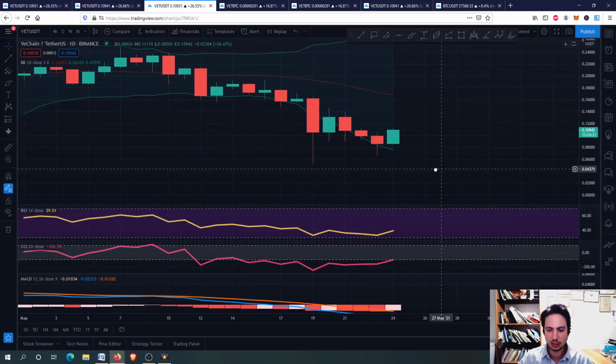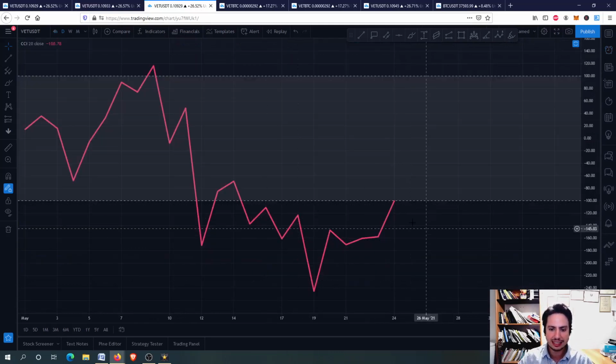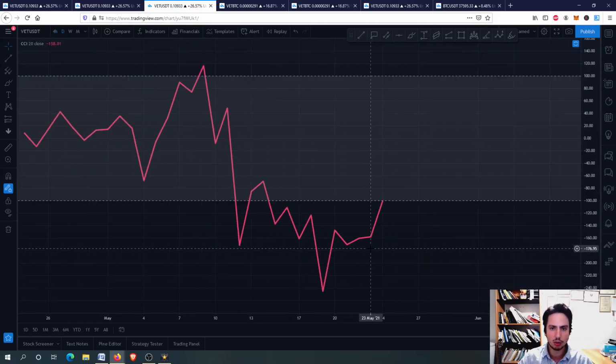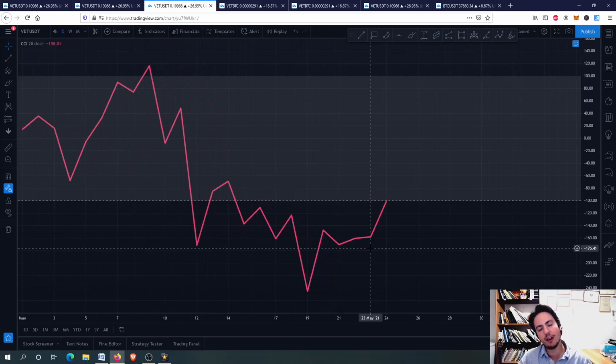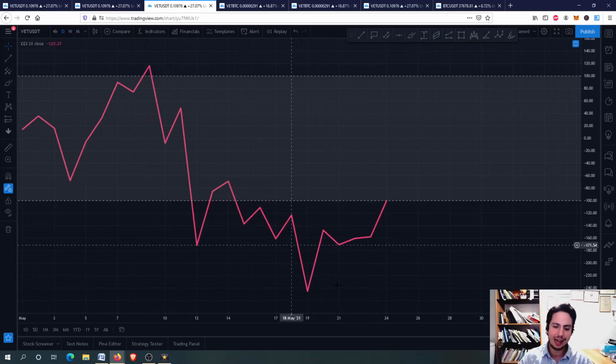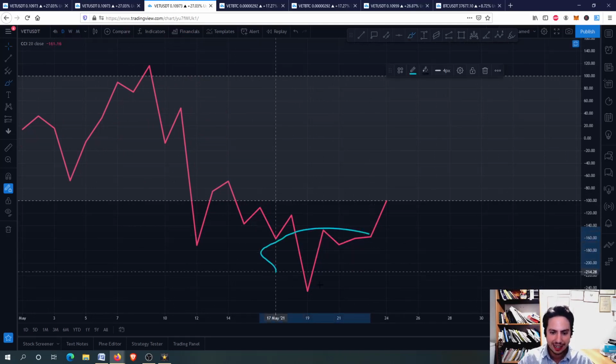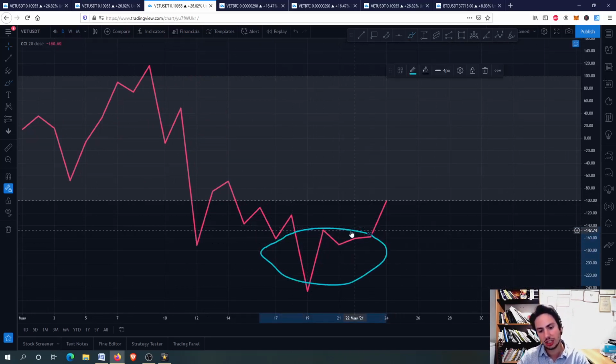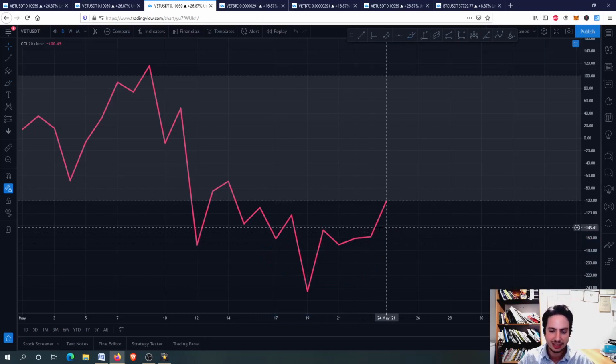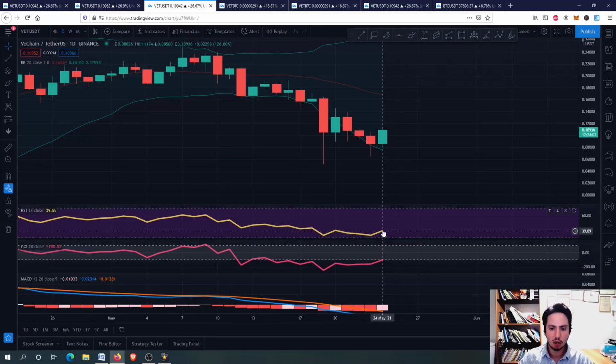Let's go to VeChain against USDT in the daily frame. Usually, guys, this area right here is a great buying opportunity when we are having a very bearish environment. I can't say that this is eventually the best buying opportunity, but here, guys, when we are in the daily frame, the commodity channel index is below minus 100. It is a great buying opportunity.